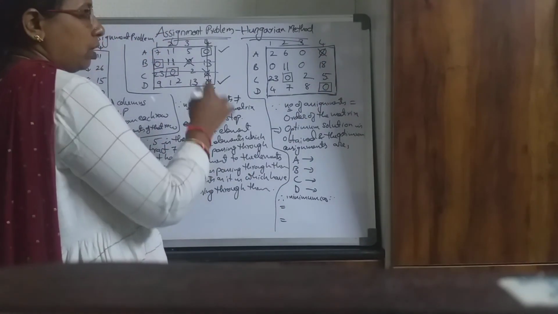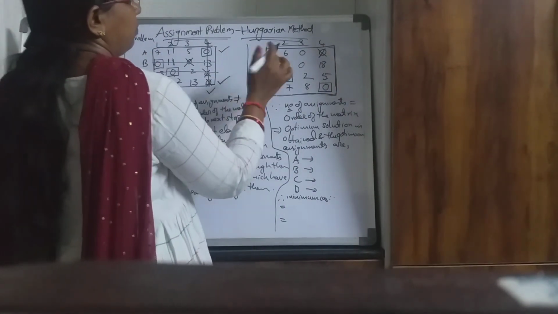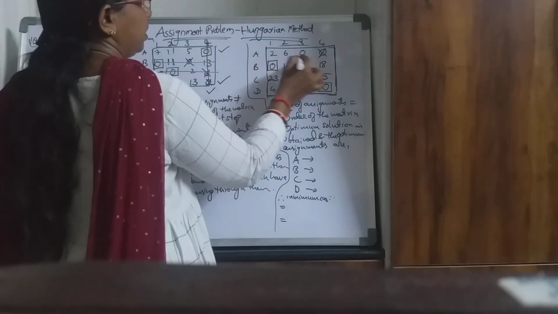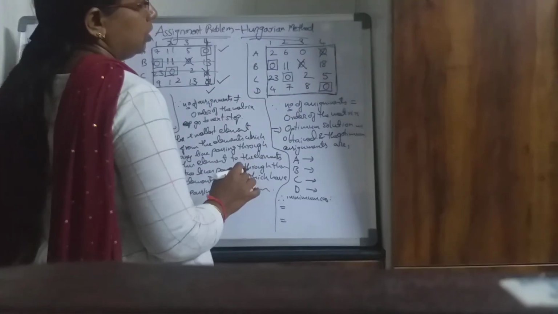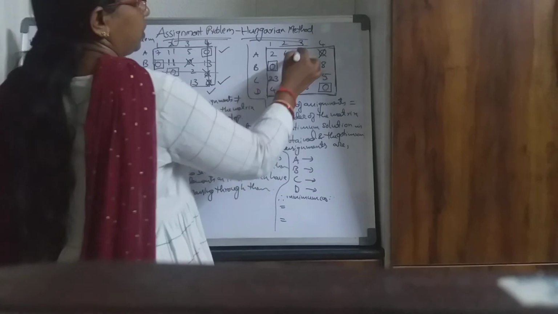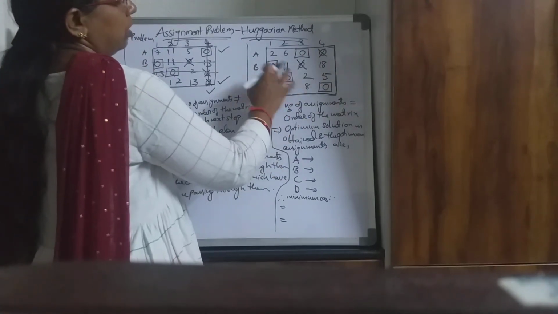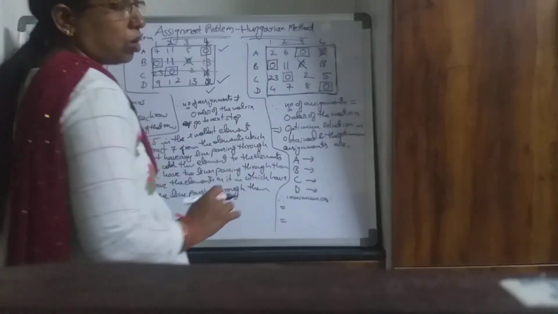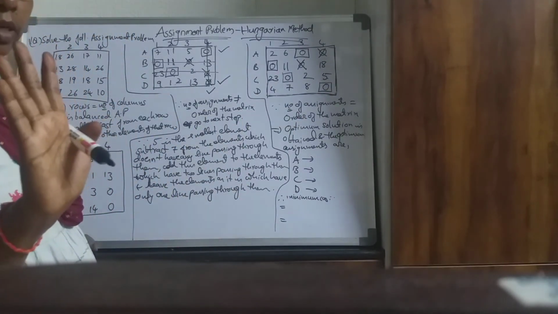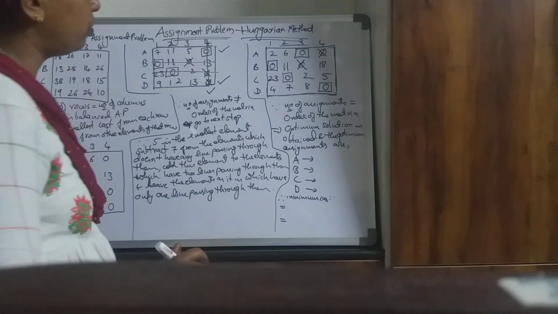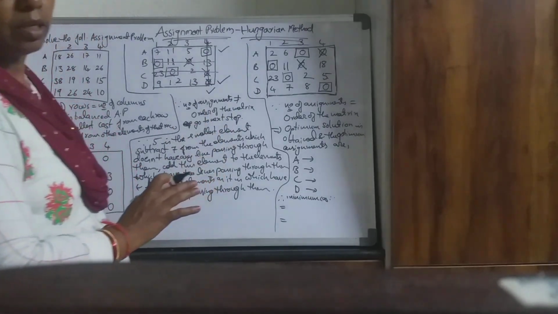Now come column wise. First column I have only 1 zero. I will make an assignment here and cross off this. So now I have only 1 zero left. So I will make an assignment here. Now I got the number of assignments equal to the order of the matrix. I got 4 assignments and the order of the matrix is also 4. So the optimum solution is obtained.